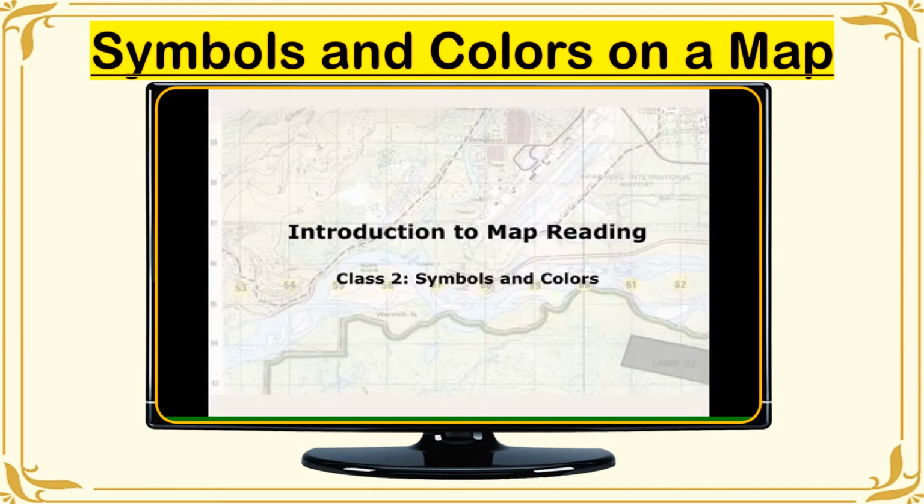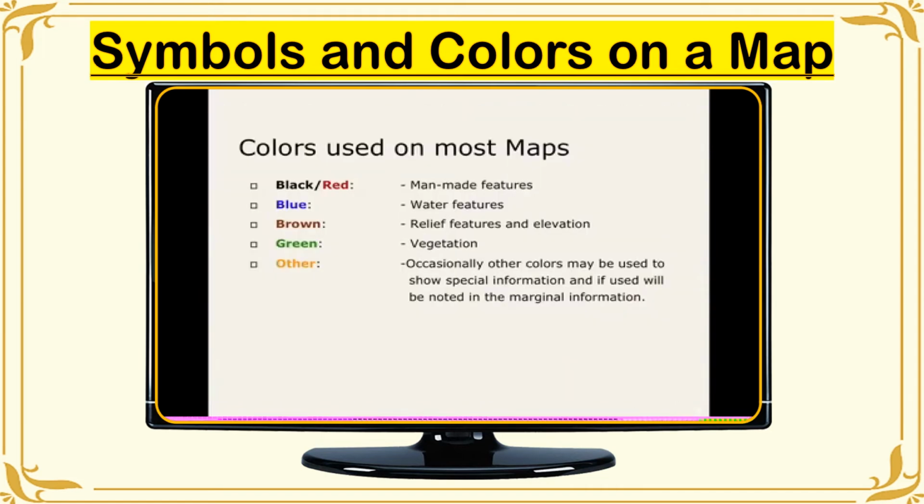Welcome to your second class on map reading. This class will cover symbols and colors commonly found on maps. The most common colors you'll find on maps are black and red for man-made features, blue for water features, brown for relief features and elevation, green for vegetation, and then occasionally you'll find other colors on the map.